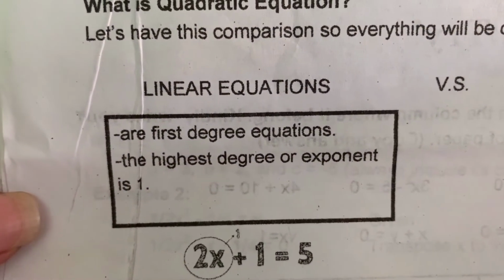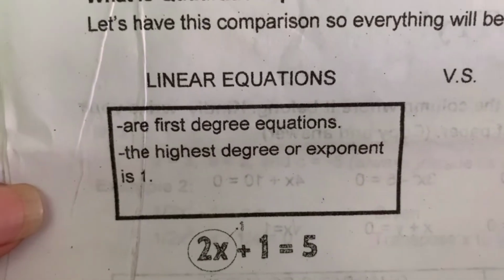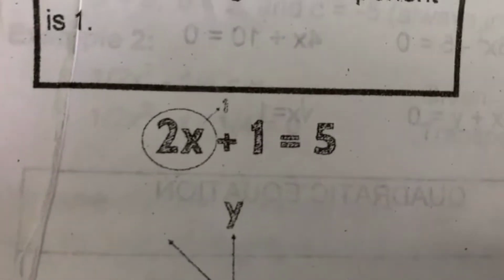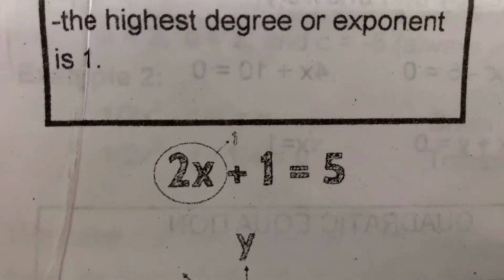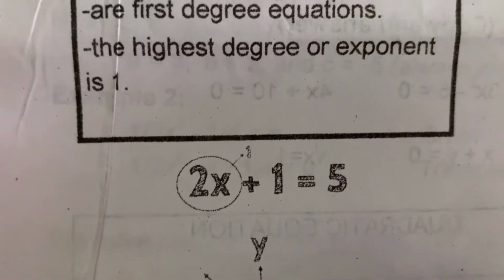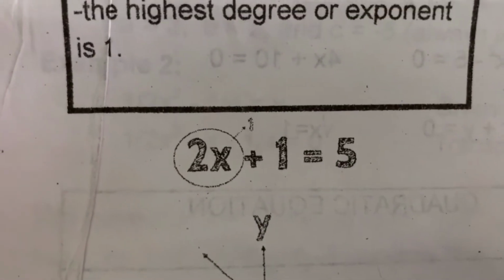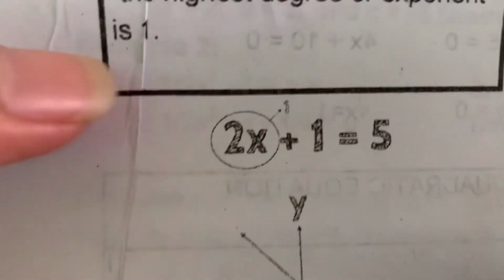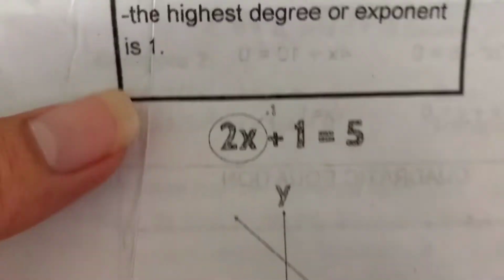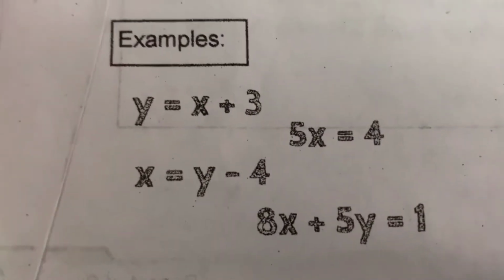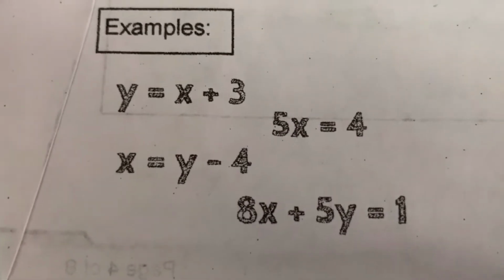Linear equations are first-degree equations. The highest exponent or degree is 1. As you can see in our given example, we have 2x plus 1 equals 5, where there's no need for us to write 1 because it's understandable. So as you can see here, its highest exponent is 1. So this is a linear equation. The graph of a linear equation is a line. More examples, we have the following.